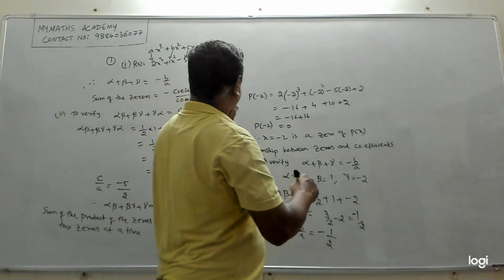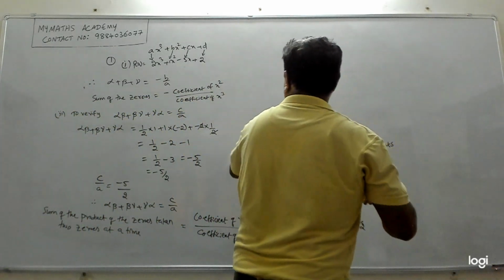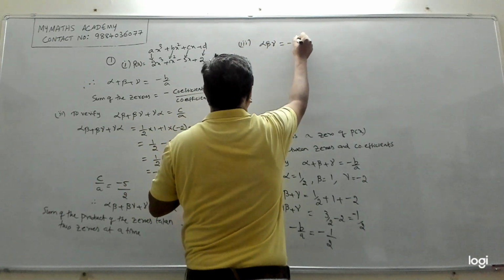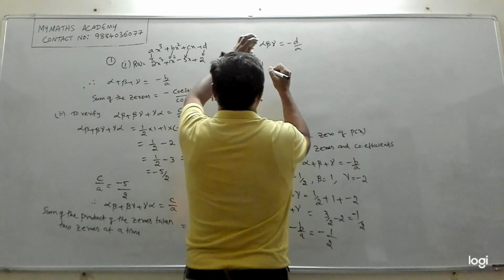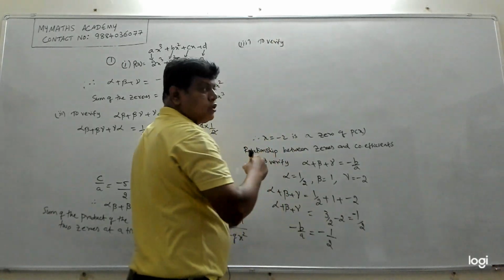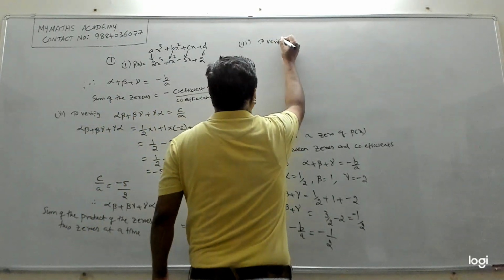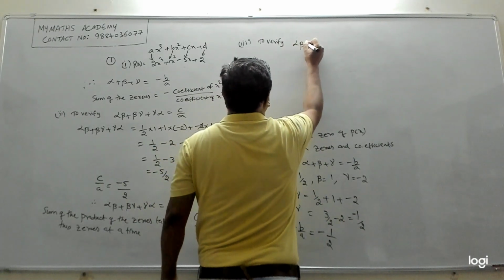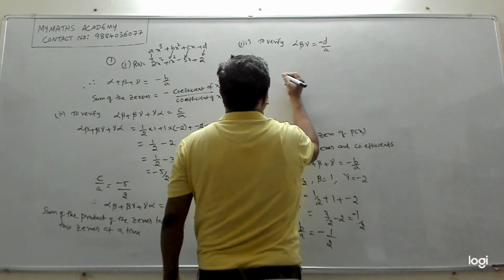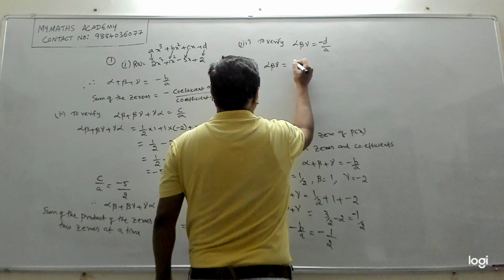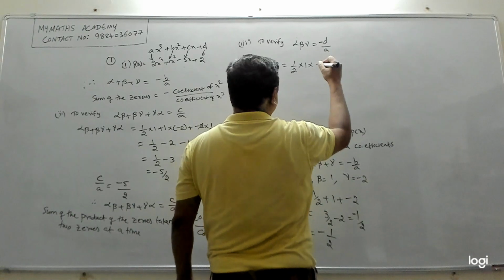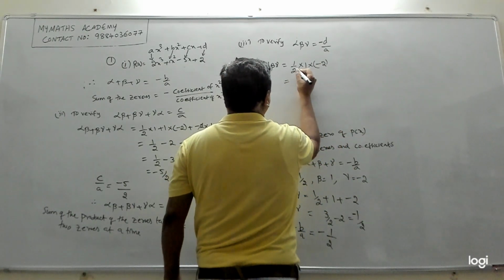Then the next one is the last relationship, the third one. We should prove alpha beta gamma equal to minus d by a. To verify, what is alpha beta gamma? Alpha is 1 by 2, beta is 1, gamma is minus 2. Now if you multiply all this, the 2 will cancel and you get 1.